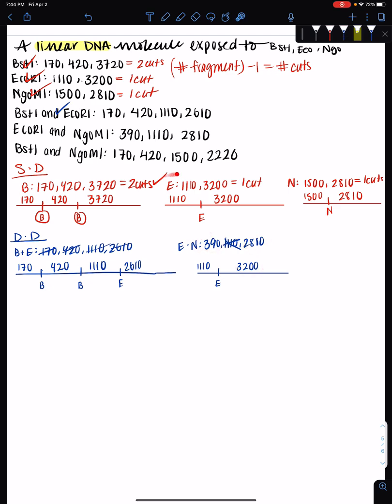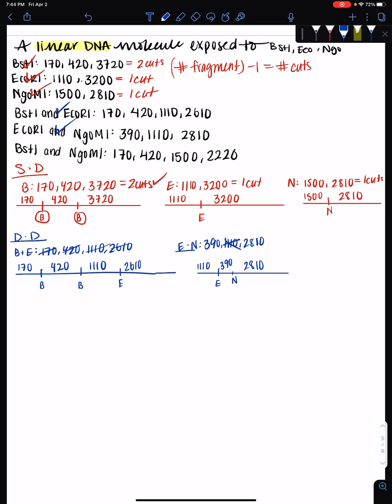Since we used the single digest for E, we're missing N, so that next cut is going to be made by N. So let's make a little cut by N. This smaller area is going to be worth 390, and this piece is now going to be worth 810. So our double digest for those is done.